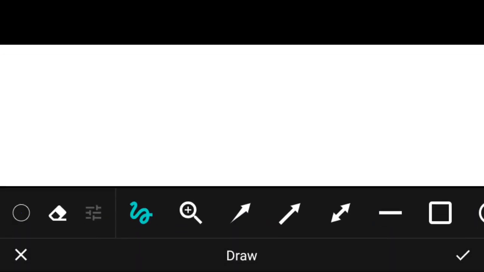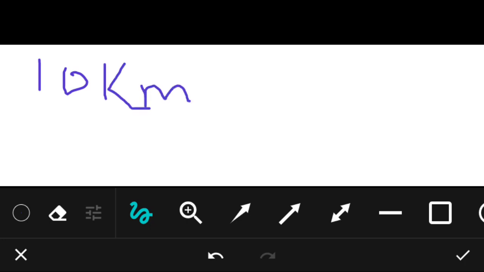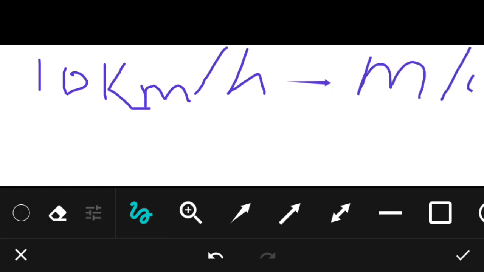Imagine that you have 10 kilometer per hour, and you want to convert that to meter per second. Now how do you do that? It is that simple. I'll show you the whole process.